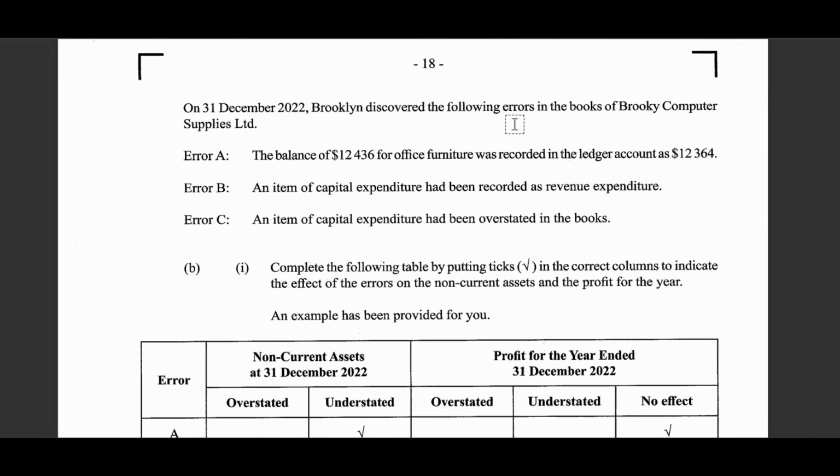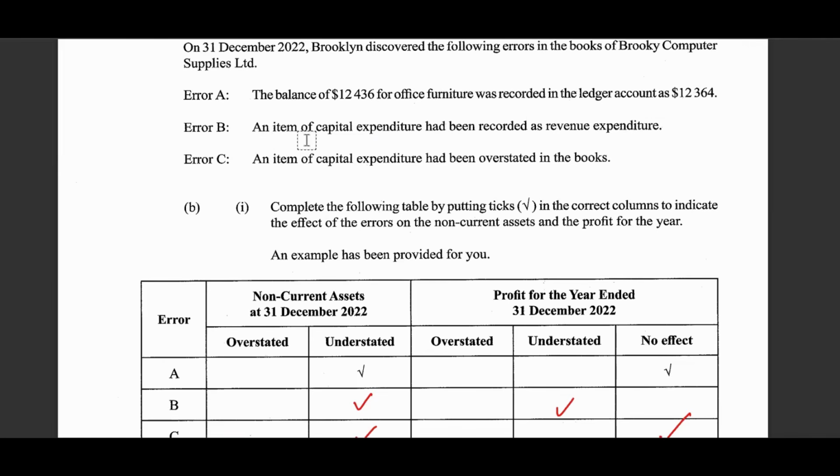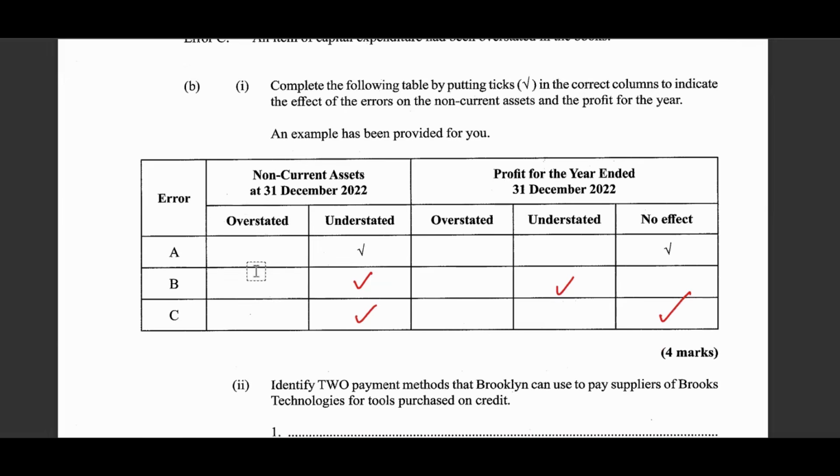So we did have some errors in the books. Balance of office furniture recorded in a ledger as 12,364 when it was supposed to be 12,436. Item of expenditure had been recorded as revenue expenditure. Item of capital expenditure had been overstated in the books. What do we do here, guys? Well, let's check it out.